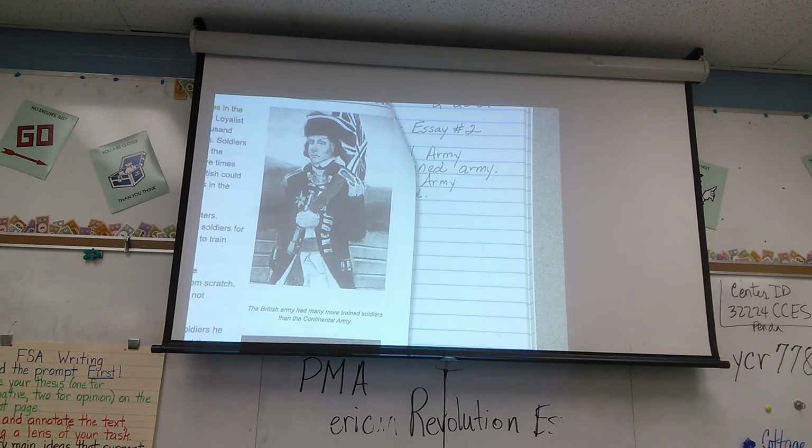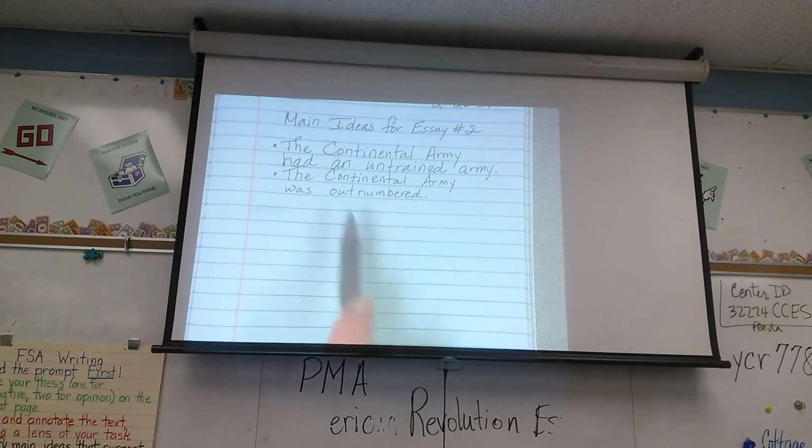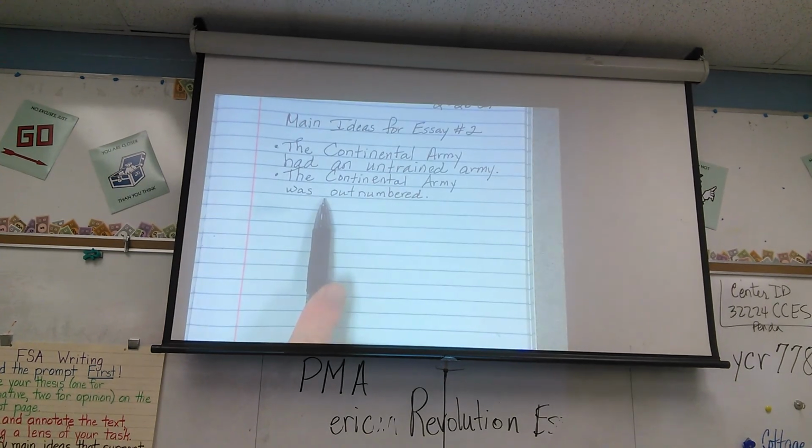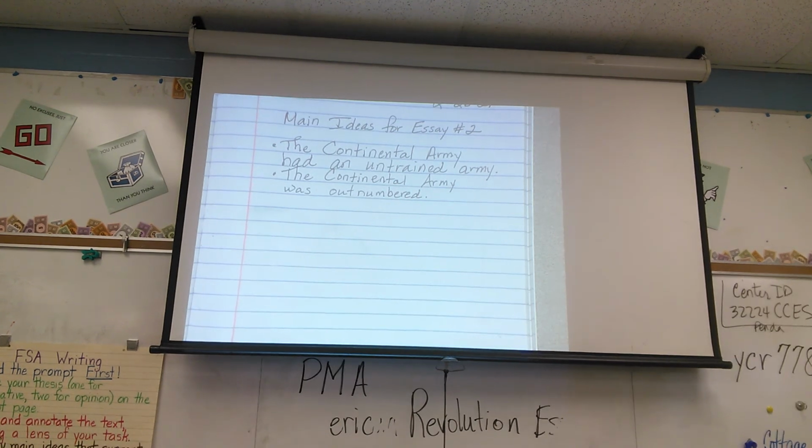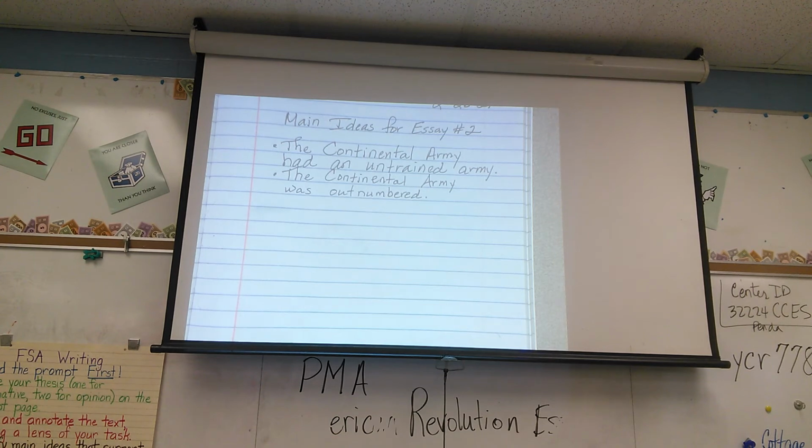The very first main idea here is the large army, and you can see that the Continental Army was outnumbered. Now, I want you to note you could write this main idea two ways. You can write it from the point of view of the Continental Army, or you could write it from the point of view of Great Britain. Just keep in mind that you want all your main ideas to be written from the same point of view. So go ahead and read through. And when you come across another main idea that would be a challenge for the American colonists, give me a thumbs up.